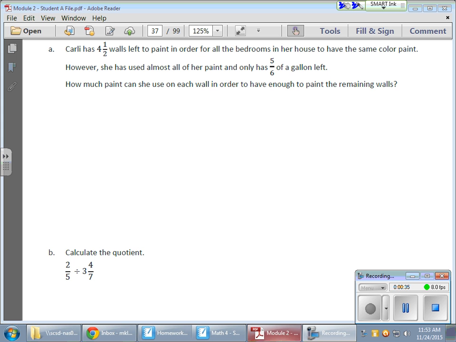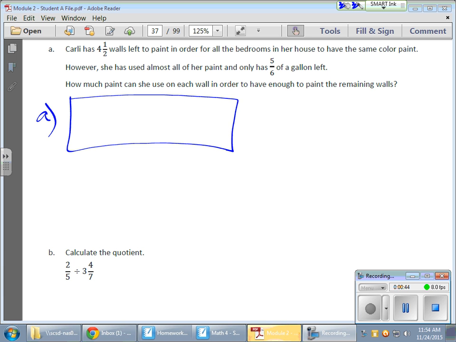Okay, so first let's draw what this thing kind of looks like here. We have 4.5 walls to paint. So let me start with a tape diagram here. Actually, what I'm going to do is draw 5 walls and split one for half. So 1, 2, 3, 4, 5. There's wall number 1, wall number 2, wall number 3, wall number 4. And I'm going to put a little dotted line here, and a 1/2 right there. So there's my 4.5 right there.